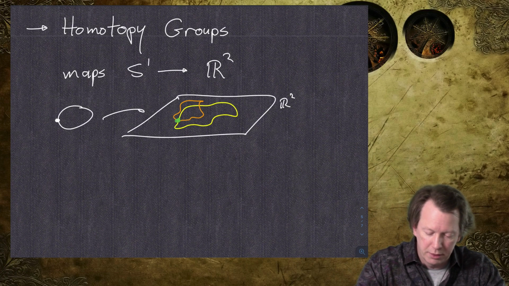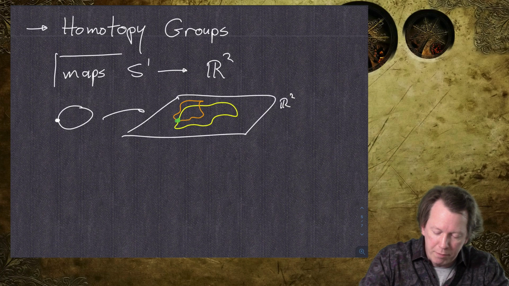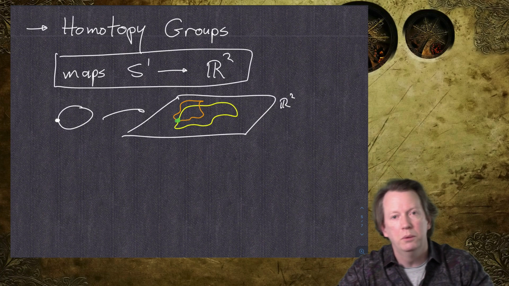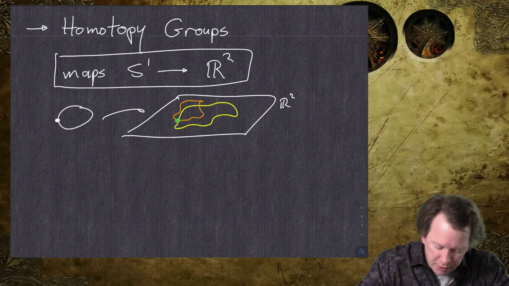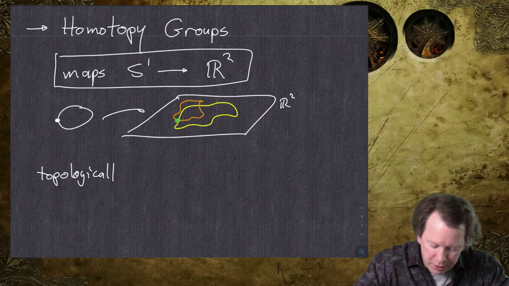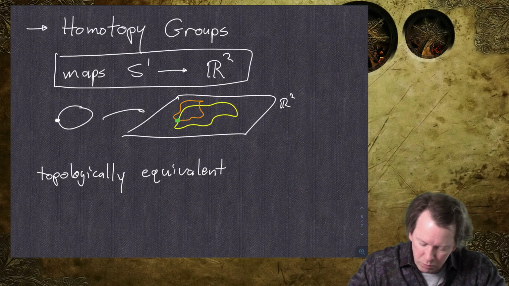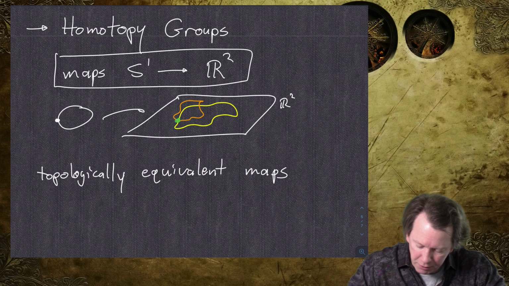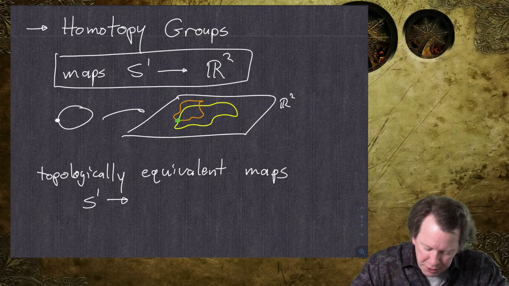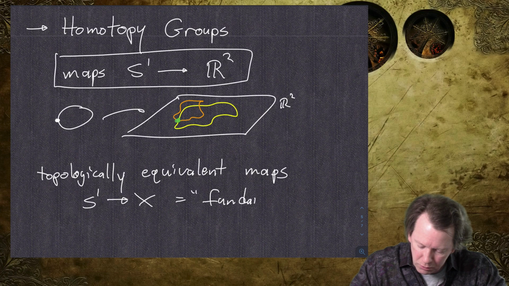Let me give you all the lingo here. This set of maps from the circle to a space, up to topological equivalence. I'm not going to precisely define what that means, but you more or less know what I mean. The topologically equivalent maps from the circle into some space X is known as the fundamental group of X.